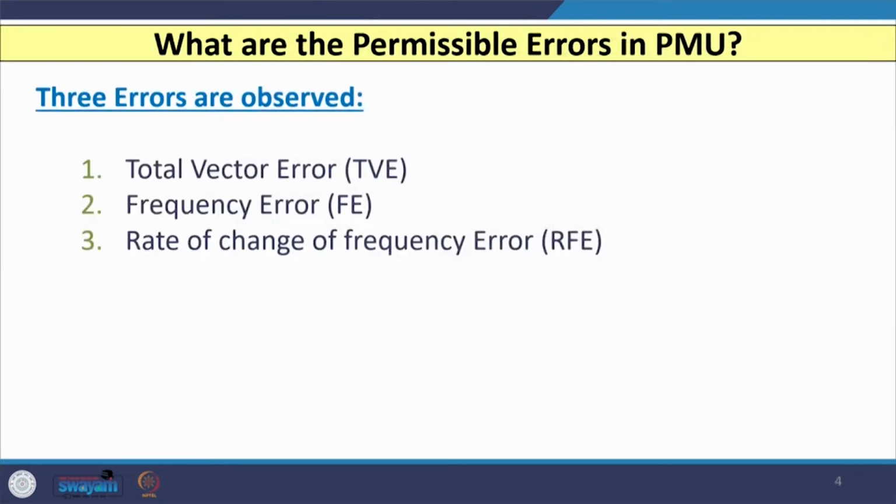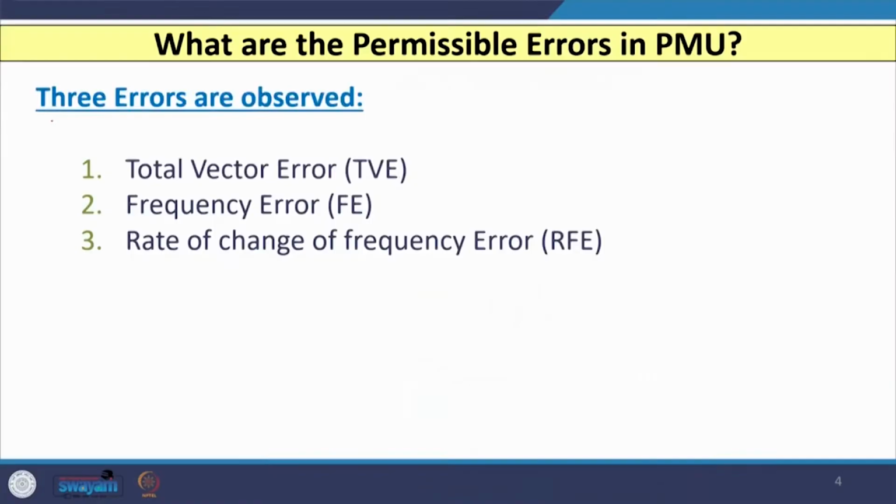Now, we know that whenever phasor measurement units are used as a device, and we give input as, let us say, voltage, currents and the time signal from GPS or a clock signal from GPS, then the output which is estimated by PMUs also contains some errors. Some reference values are there, and if we compare the estimated value with the reference value, then we definitely observe some errors. So, let us see what are the permissible errors as per standards in a PMU, and what are the different types of error observed in a PMU.